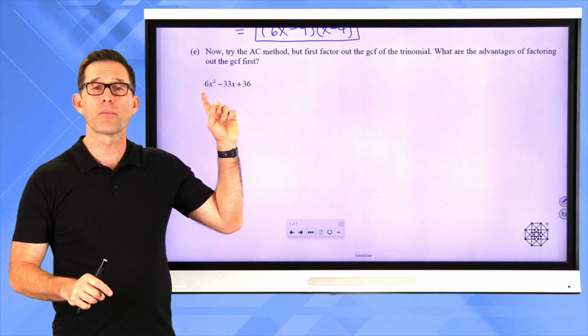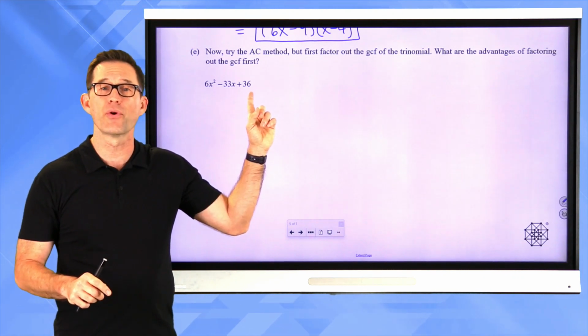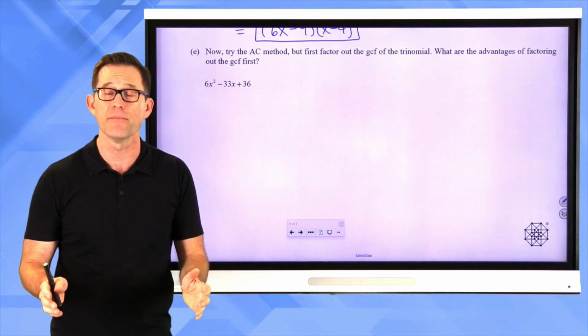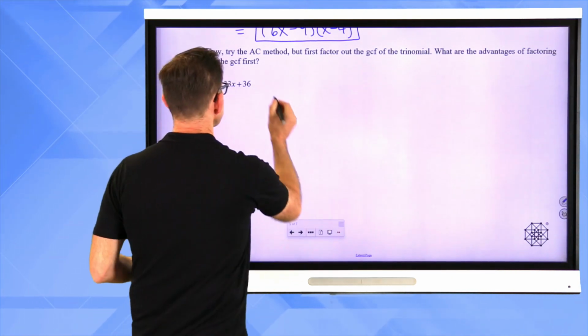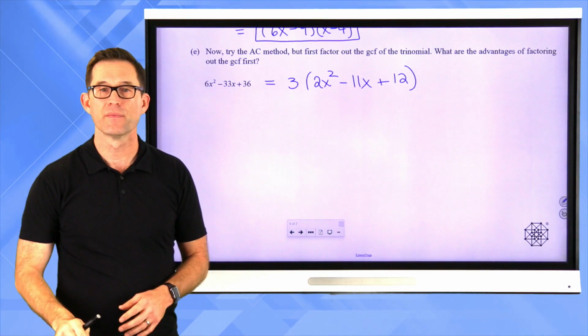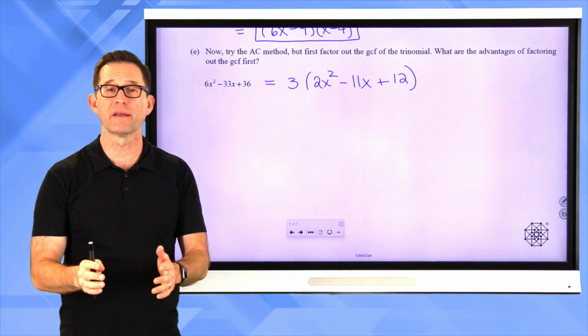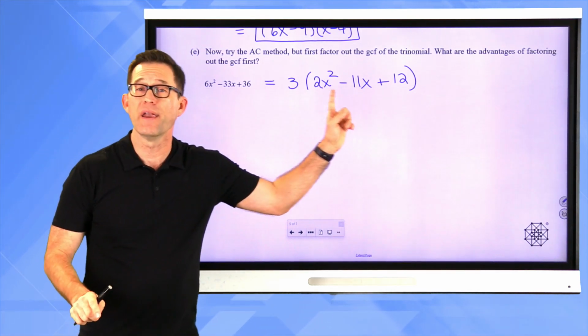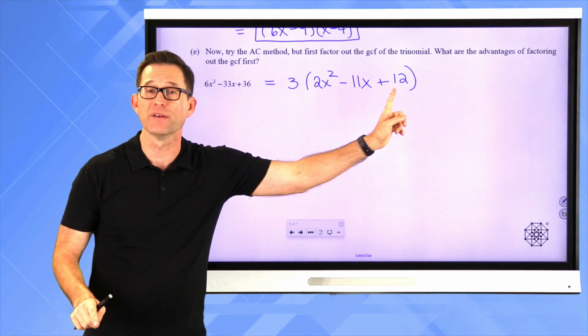And when I look at the numbers 6, 33, and 36, it should occur to me that all three of those are divisible by 3. So the first thing I can do in this problem is write this as 3 times 2x squared minus 11x plus 12. All right, 3 times 2x squared minus 11x plus 12. Now I want to think about how to factor this.